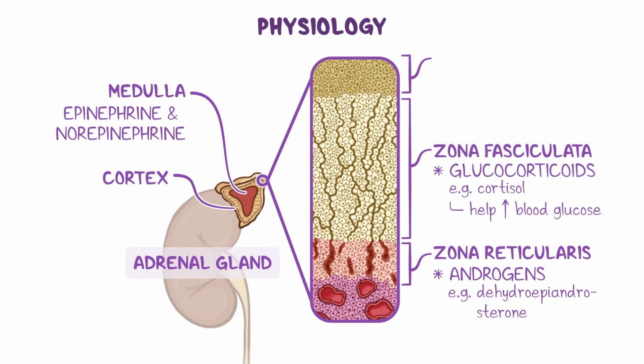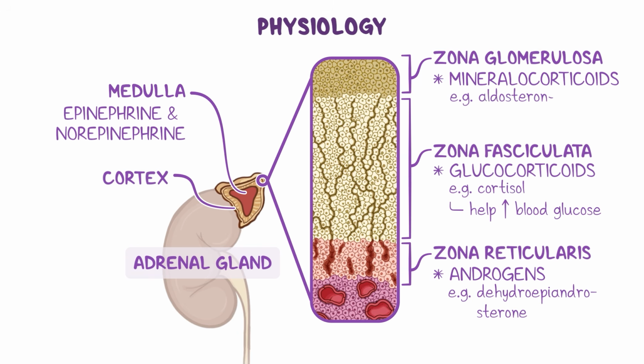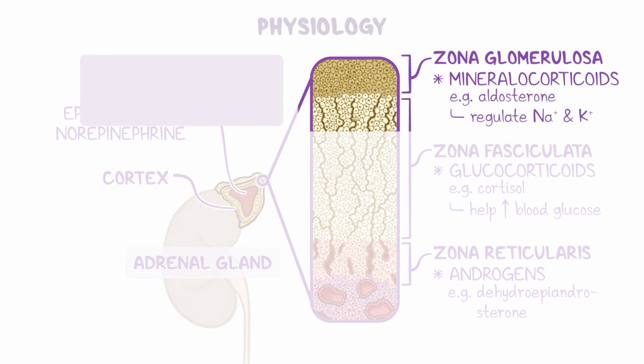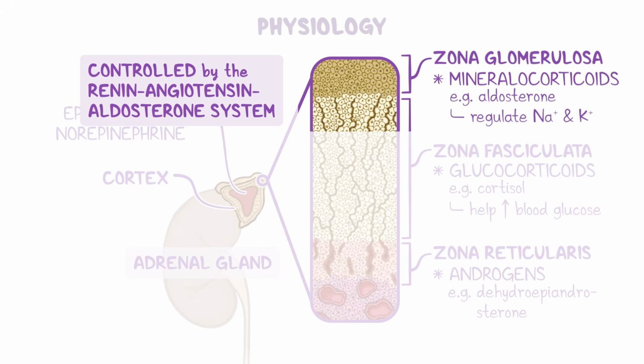The outermost layer, the zona glomerulosa, produces mineralocorticoids such as aldosterone. With mineralocorticoids, mineralo refers to minerals because these hormones help regulate sodium and potassium levels. On the other hand, the zona glomerulosa is controlled by the renin-angiotensin aldosterone system.